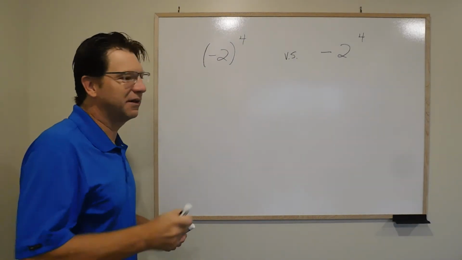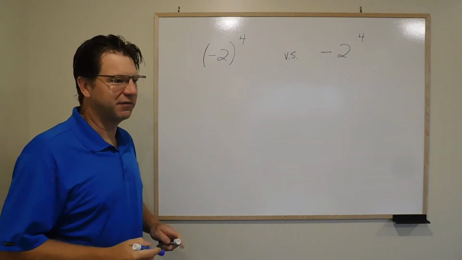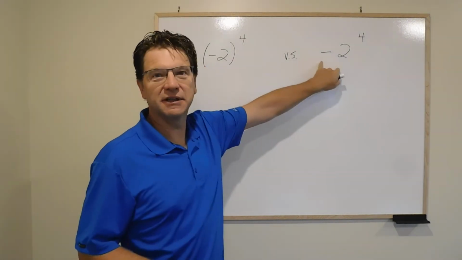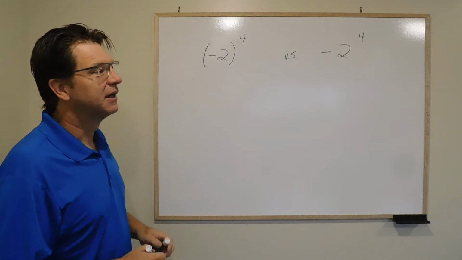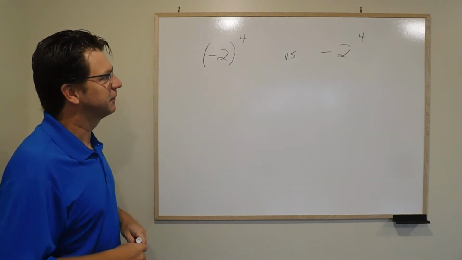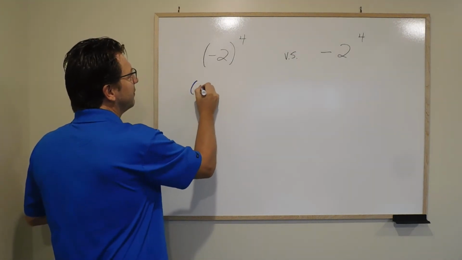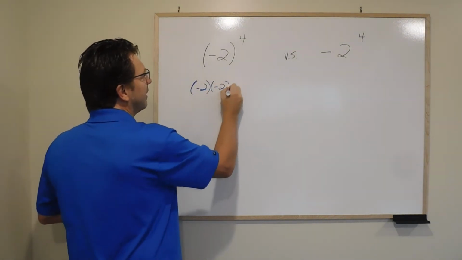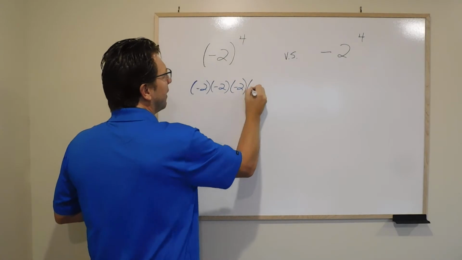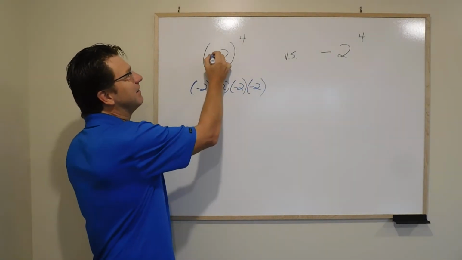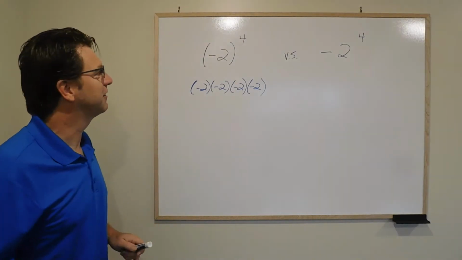Okay, just quickly, and there'll be a couple more slides on this after the video as well, dealing with the negative inside the brackets versus the negative outside of the brackets, and the difference that it makes. Okay, the reality is, as you'll see, this means -2 times -2 times -2 times -2, four times. What happens is the negative sign is affected by the exponent.